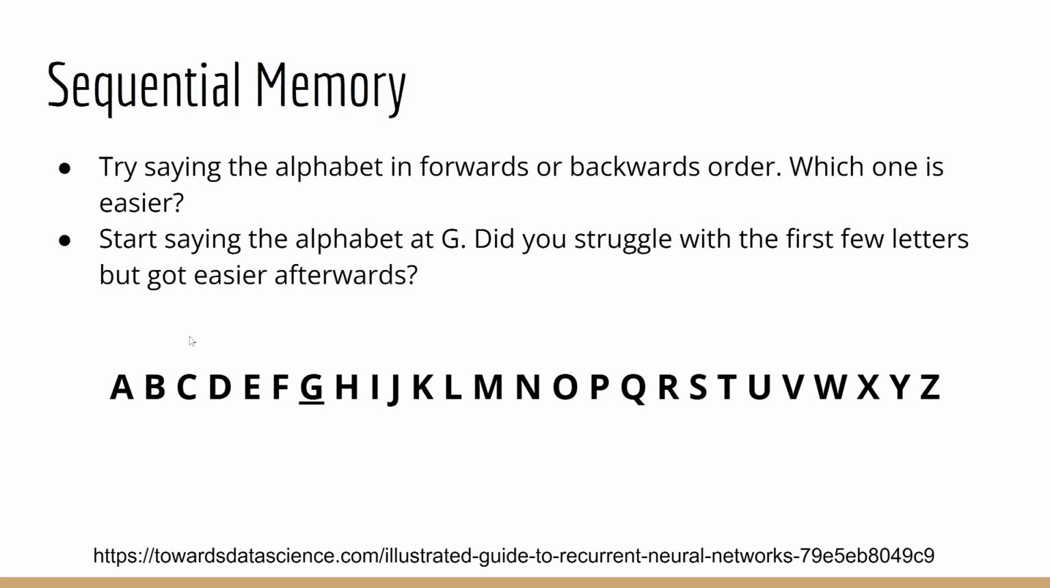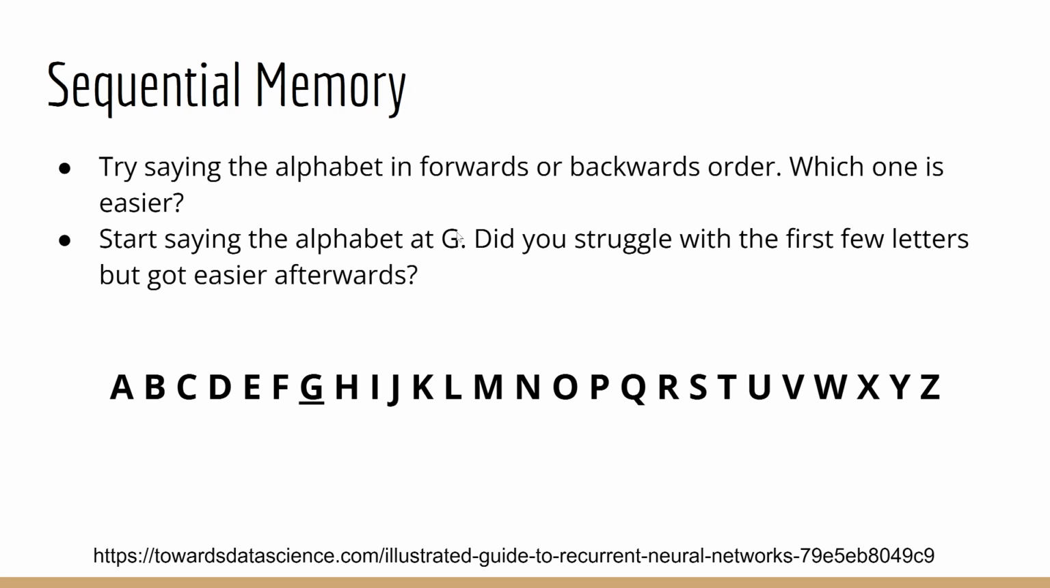You can do it here as well. You have the alphabet, and you can try saying the alphabet in forwards or backwards order and see which one is easier. A slightly tweaked version of this is to start saying the alphabet at a certain character and then go on. Did you struggle with the first few characters, but it got easier afterwards?